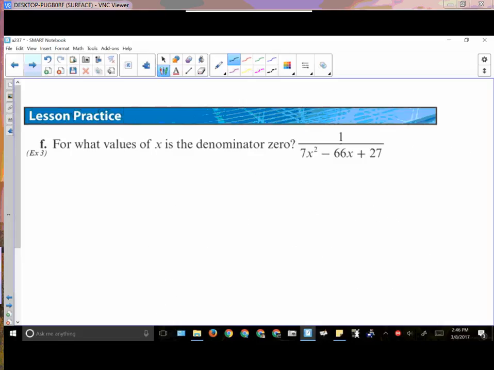I'm going to give you a couple of minutes, and I want you to go and figure out what values you cannot use here. And yes, we will definitely use Noah's suggestions.